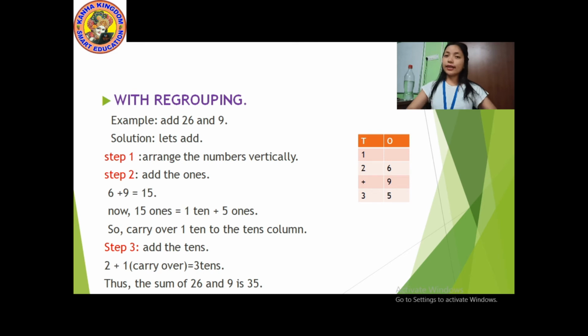After that, in the third step, we add the tens. Finally we add the tens. In tens we have to add the number and the number which we carried over in step two, right student? So the sum of 26 and 9 is 35. Okay student, I hope you all have understood the concept of adding a two-digit number with a one-digit number with regrouping.